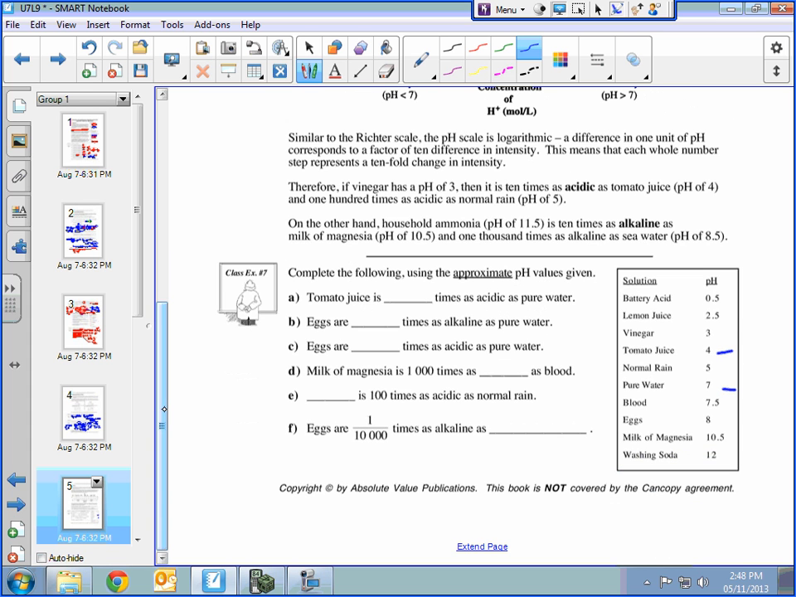So if I'm asking the acidity, it would be 10 to the 7 minus 4, or 10 cubed. Does that make sense, you guys?